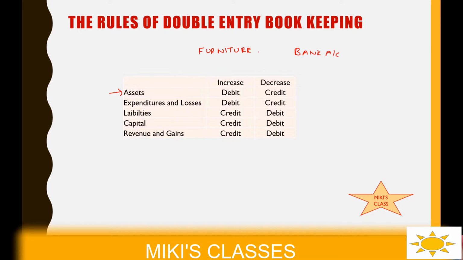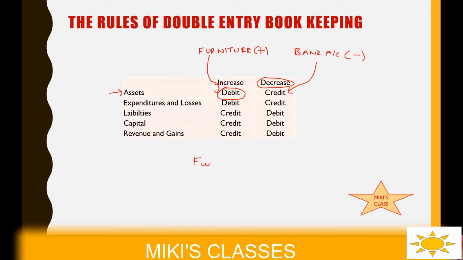Now furniture, what has happened? We have bought furniture, right? So furniture has got added. Assets, when assets increase, it has to be debited. So furniture, we have to debit. Bank account, we have made a payment to buy the furniture. So bank balance would have gone down. So when the asset decreases, what do we have to do? We have to credit. So now the entry will be, you already know how it has to be written as a journal entry, right?